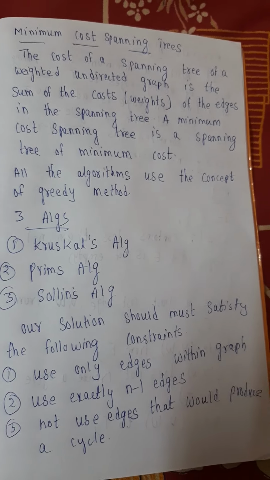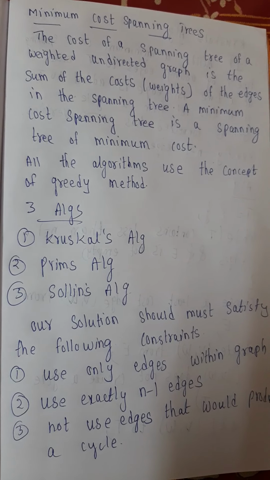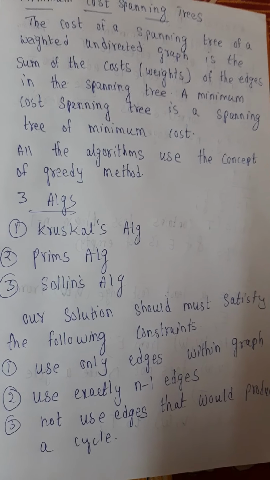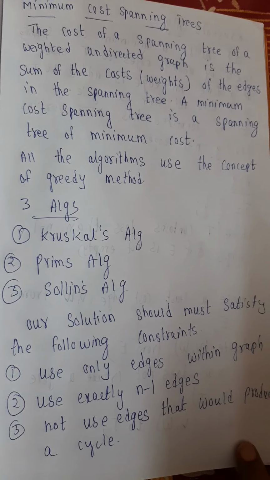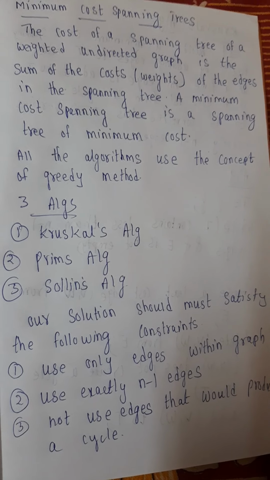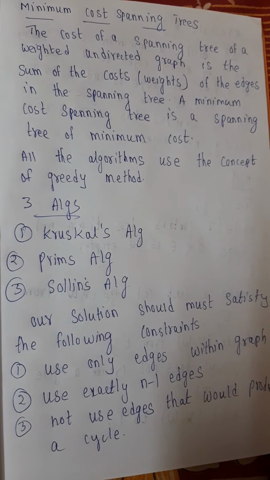So here we have three different algorithms for finding the minimum cost spanning tree. The first one is Kruskal's algorithm, the second one is Prim's algorithm, and the third one is Sollin's algorithm. These are the three algorithms we have for finding the minimum cost spanning tree.